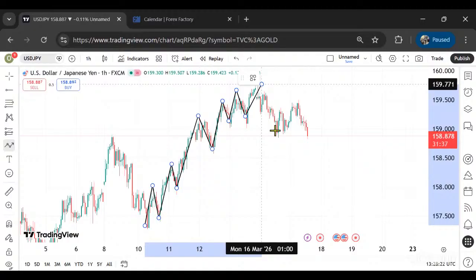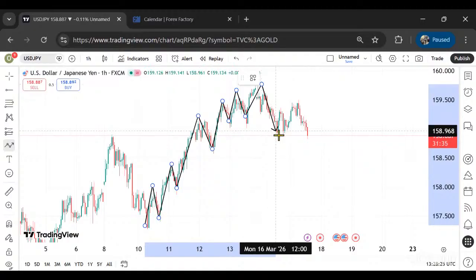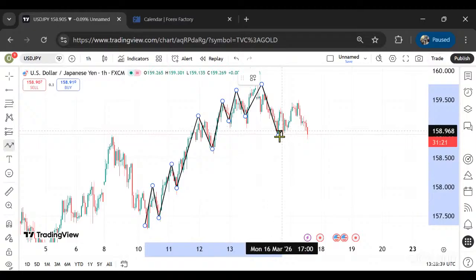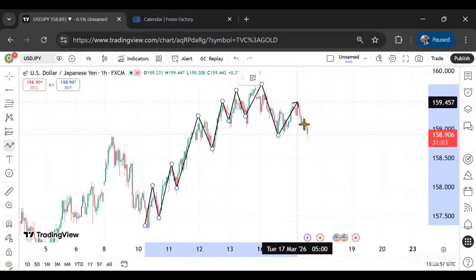The market dropped from here. You can see that this low has taken out this low. Do you notice that this low has taken out this low? Yeah. Exactly. So this low has taken out this low, and the market then retraced upward and is selling now.